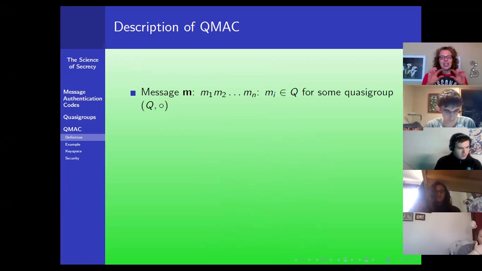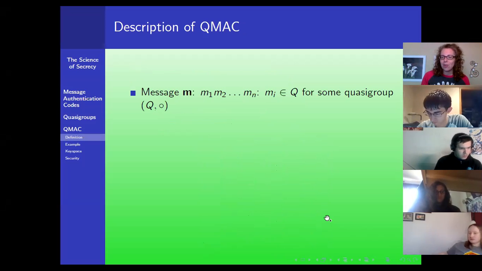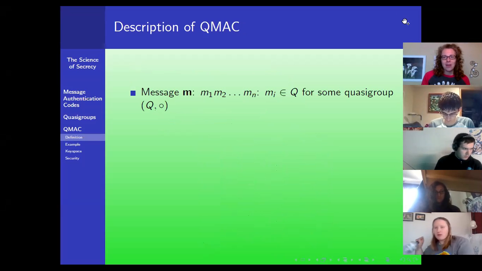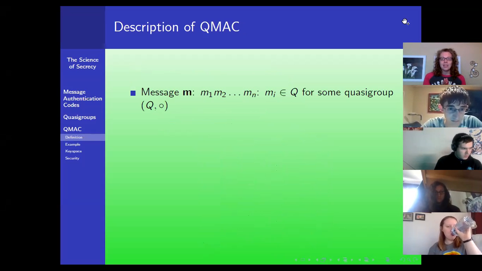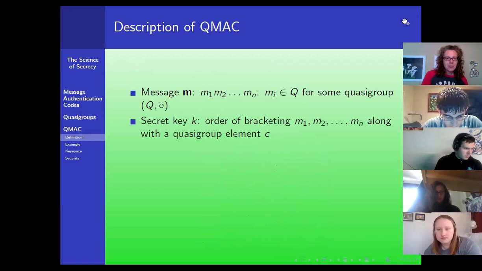The message is going to somehow or other, and again, you've got to remember, I am a theoretical cryptographer. I don't care how this gets implemented. Somehow or other, the message is going to get translated into elements of a quasi group. Somehow or other. I don't care. Somebody else can figure this out. This is not a big deal.